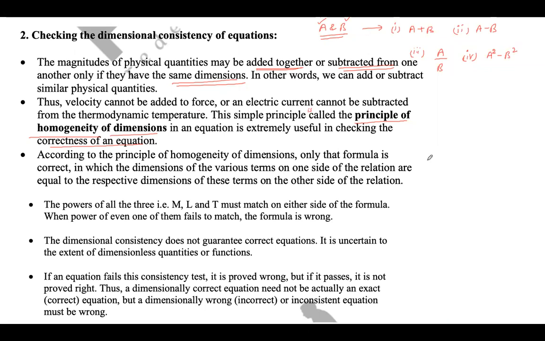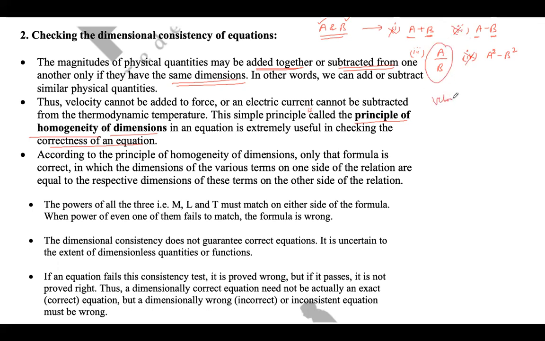ठीक है, बाकी कोई भी वैलिड ऑपरेशंस नहीं है, क्योंकि you cannot add two different physical quantities. A and B are different physical quantities, you cannot add them. A minus B, this is also not possible. We saw here that magnitudes of physical quantities may be added only if they are similar. We can add or subtract only similar physical quantities. If they are different physical quantities, we cannot add or subtract them. Only thing which is possible is this.